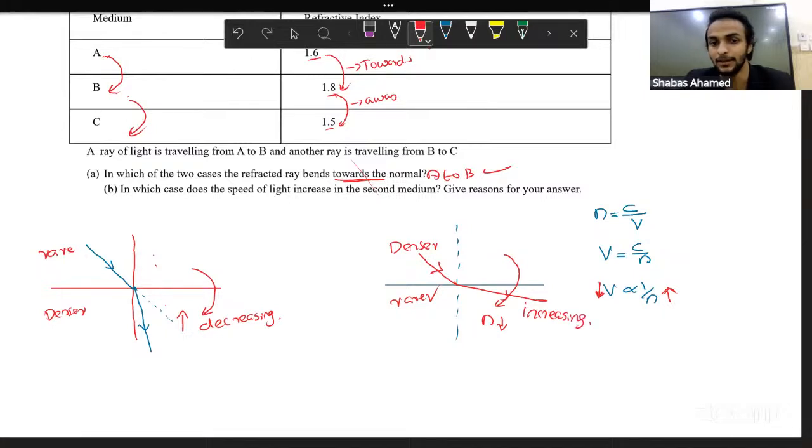So for this case, from B to C, the speed of light is increasing because it is traveling from a denser medium to a rarer medium. In the rarer medium, the speed of light will be maximum, will be more. Understood? A simple concept.